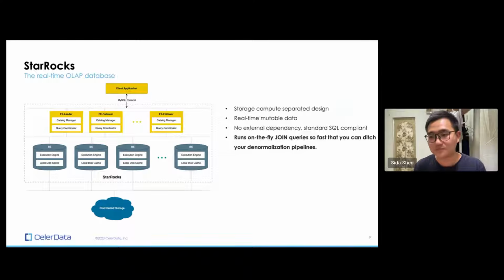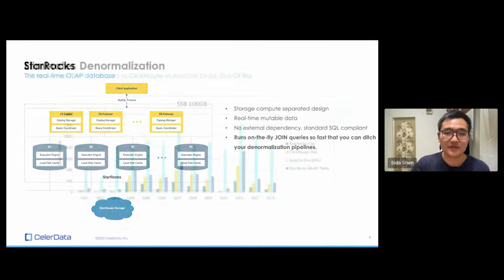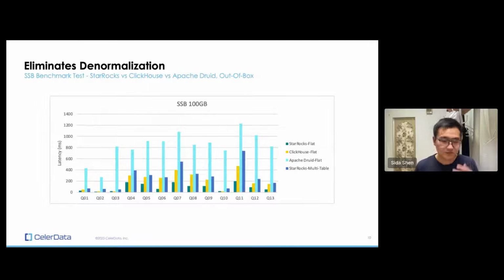But the one thing that I can count on StarRocks for is its ability to perform really efficient join queries. From looking at our users' use cases, StarRocks join is fast enough that you can ditch the majority, or for a lot of users, all of their denormalization pipelines, even with large scale of data and with high concurrency, right?